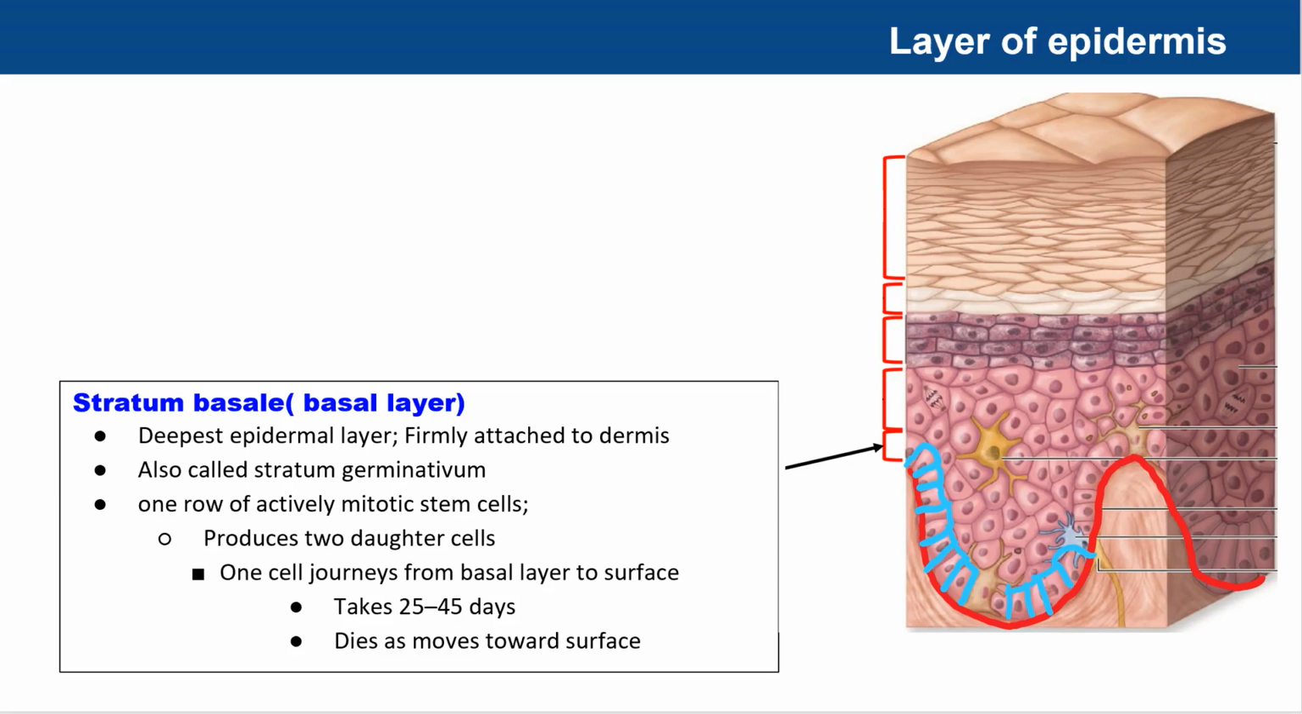So again, the basal layer is the innermost layer, or the deepest layer, of the epidermis, and contains one layer of cuboidal cells. These basal cells continually divide and new cells constantly push older ones up toward the surface of the skin, where they eventually die and shed, which takes about 25 to 45 days.